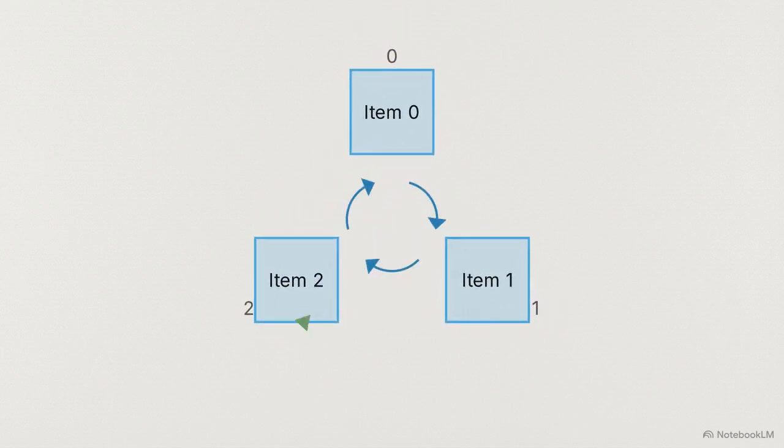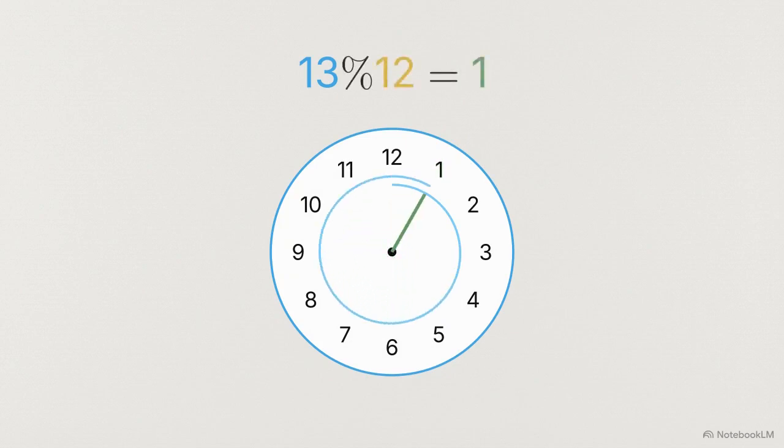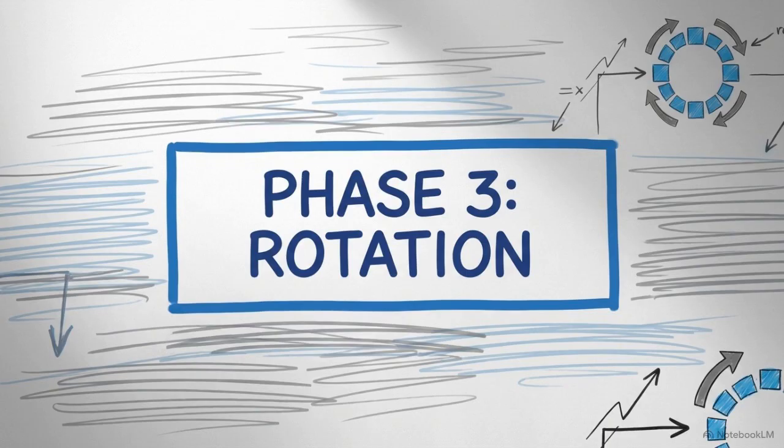The modulo operator creates a circular index system, where elements can shift forward indefinitely without exceeding the list's boundaries. It functions like a clock. Advance 13 hours on a 12-hour face, and you land at 1 o'clock. 13 modulo 12 equals 1. This math ensures the rotation stays within the valid range of the list, preventing errors regardless of how large the rotation factor is.